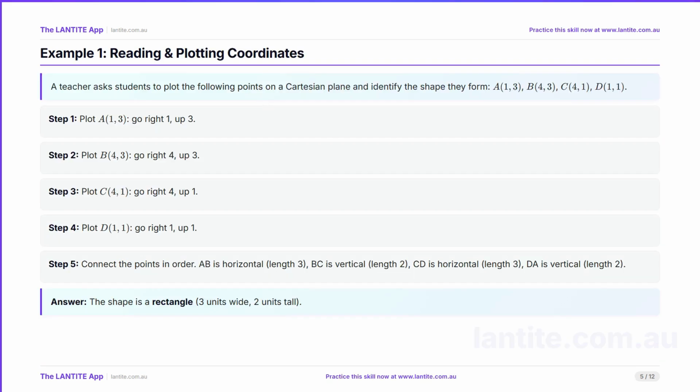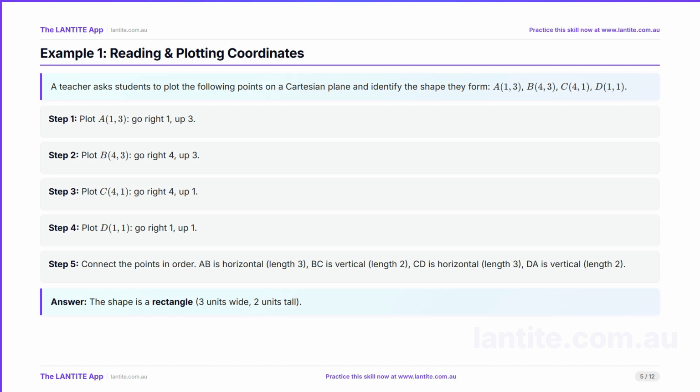Let's plot some coordinates. A teacher asks students to plot A at 1, 3, B at 4, 3, C at 4, 1, and D at 1, 1. For point A, we go right 1 along the x-axis and up 3 on the y-axis. For B, right 4 and up 3. For C, right 4 and up 1. For D, right 1 and up 1.